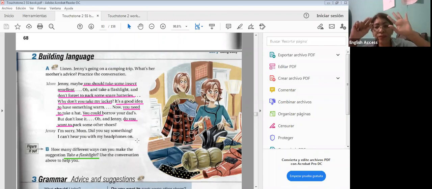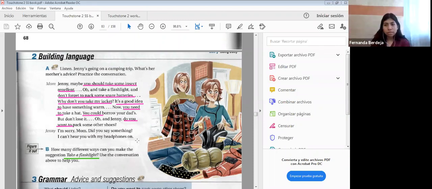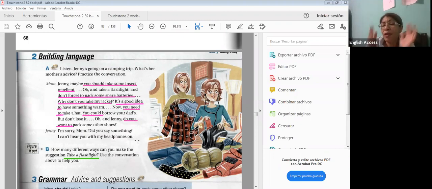Yes, do you understand? Yes. Patty? Yes, Diana? Okay, so one more time, we're gonna use these expressions in order to give suggestions. So we have the idea, take a flashlight, and I gave you 6 examples. Now she's going on a camping trip. We have take a flashlight.